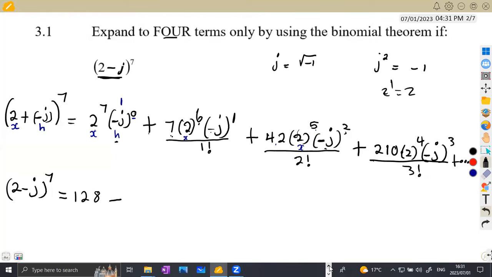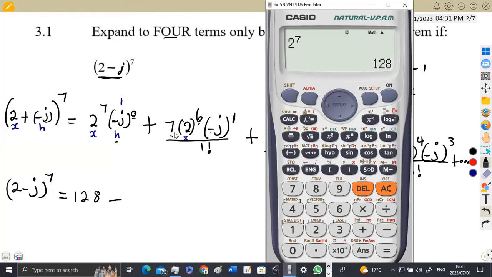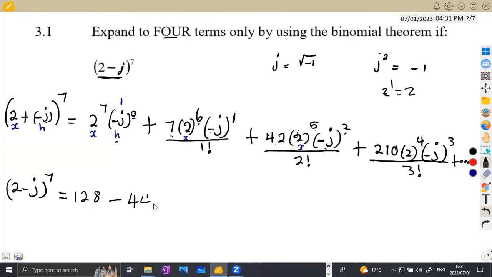Then we can simplify the numbers separately. So for the numbers, we've got 7. So let's put a fraction, 7 times 2 to the exponent of 6. So this is 2 to the exponent of 6, everything over 1 factorial. 1 factorial, guys, is just the same as 1. So this will give us 448. But remember, we said there's a minus for j. So it's minus 448 times this j here. So it's going to be a j.